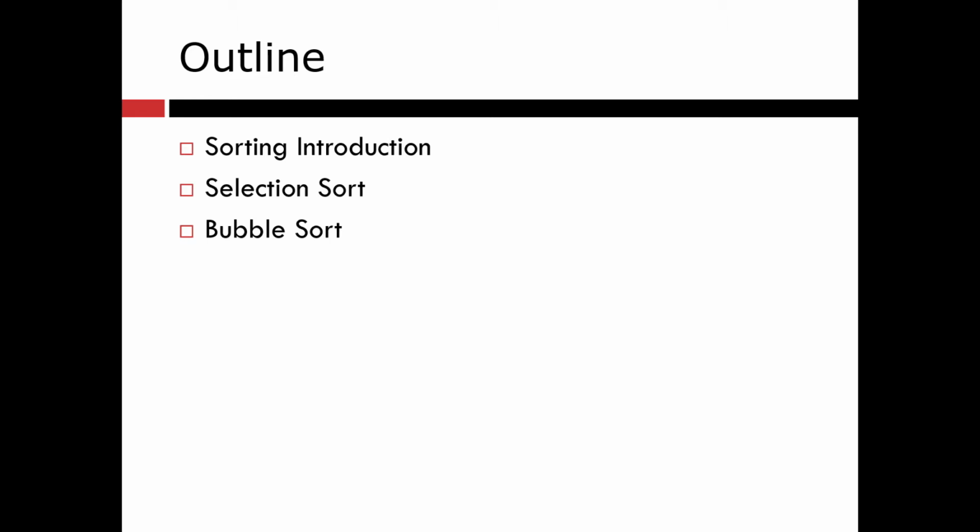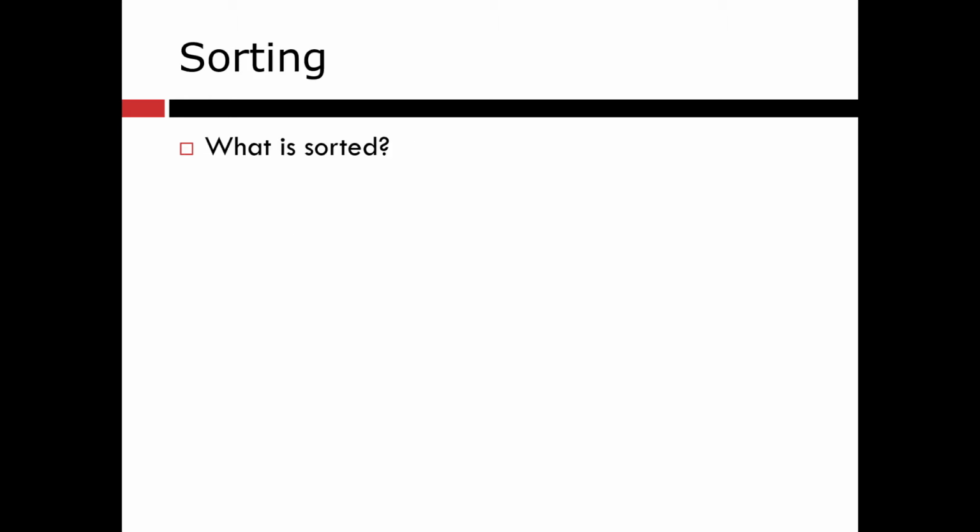Then I'm going to do a quick intro. It's not quick. I'm going to go into selection sort and bubble sort, which are the first two naive ways to do sorting. It turns out they're also both the worst, but that's okay. We'll get into that. So first, what is sorted, right?